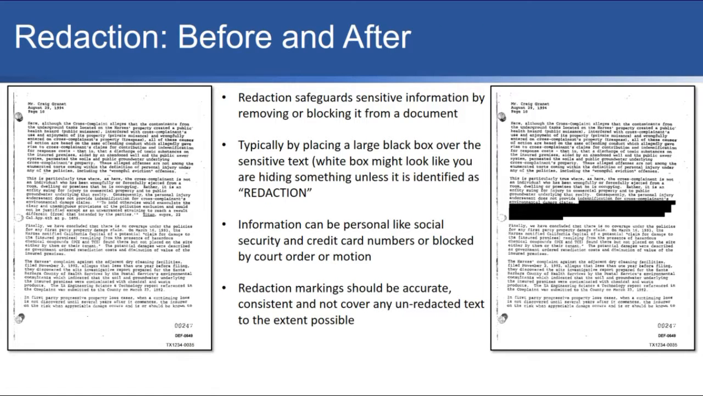Redaction. Redaction safeguards sensitive information by removing or blocking it from a document. It's typically done by placing a large black box over the sensitive text. If you use a white box, it may look as if you are hiding something unless it is clearly identified as redaction. Information can be personal, like Social Security and credit card numbers, or blocked by court order or motion. Redaction markings should be accurate, consistent, and not cover any unredacted text to the extent possible. So you want to be very neat and consistent. You don't want to cover the wrong stuff.